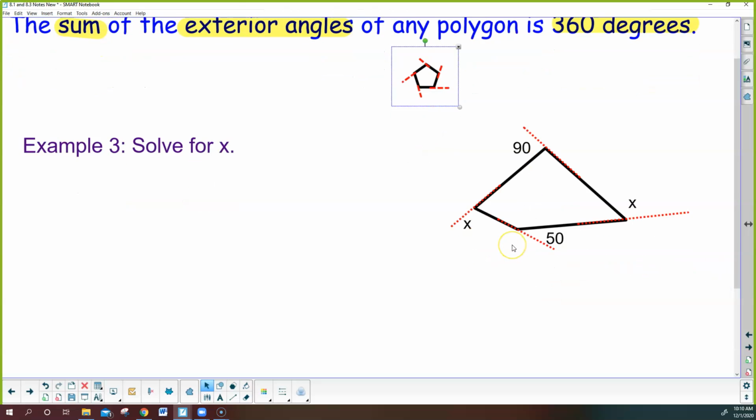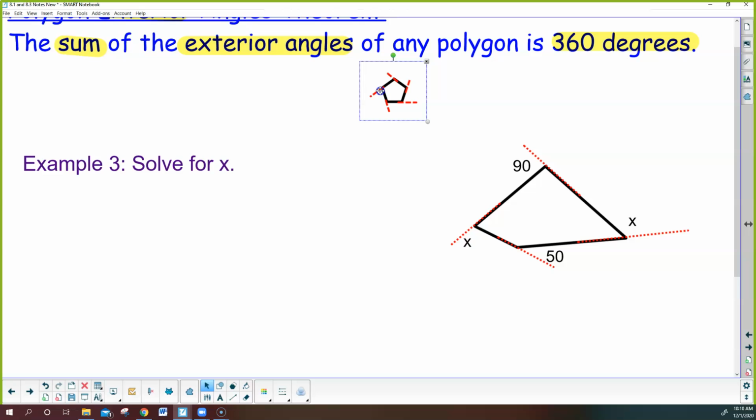So here's a problem. It's up to you if you want to actually draw the picture for it, but I'd like you to go ahead and, if I give you the exterior angles, can you find the value of x that satisfies this equation?